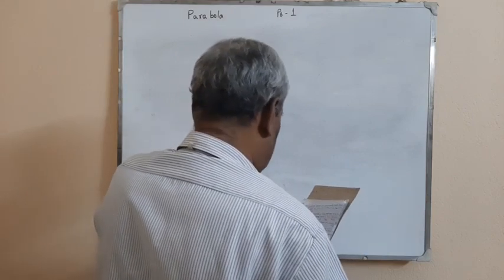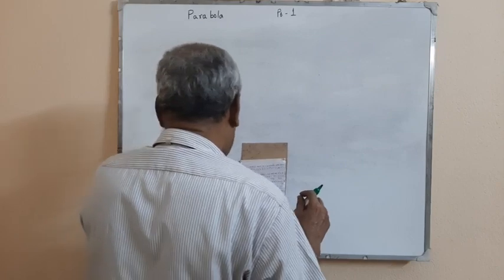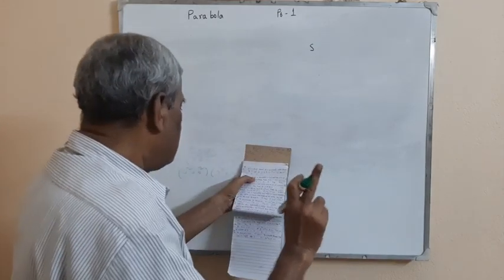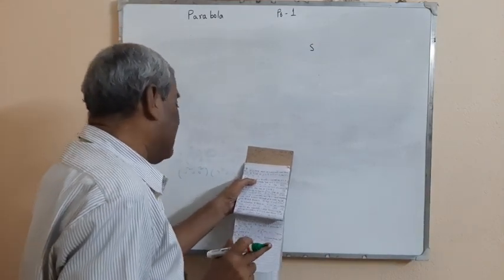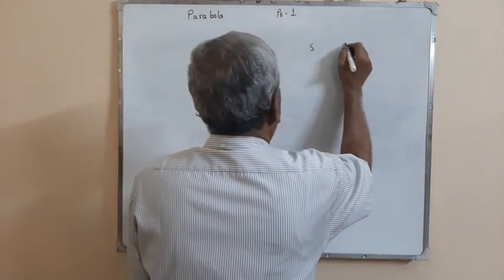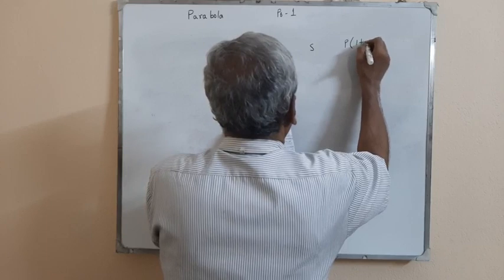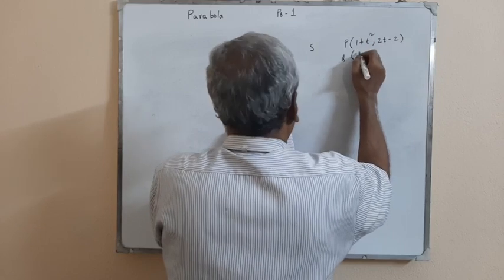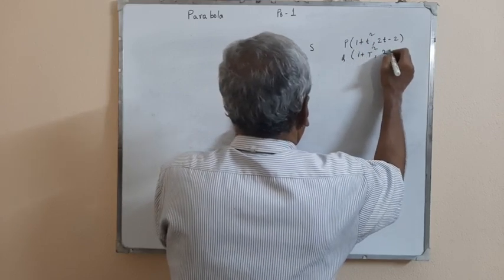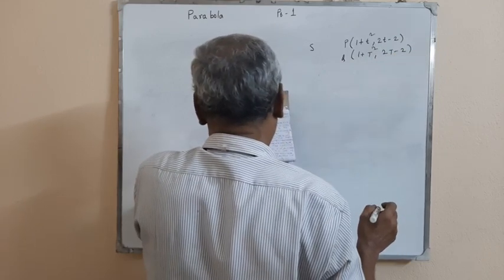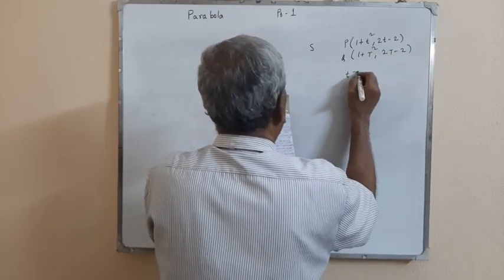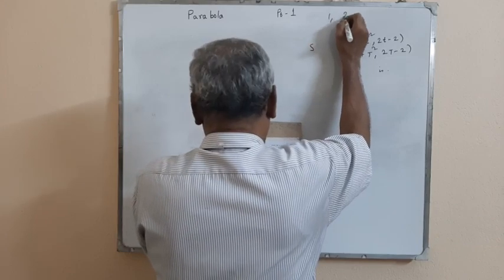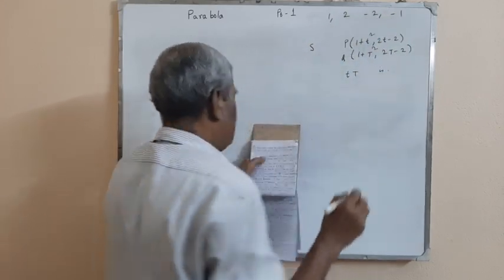PQ is a focal chord of a parabola whose focus is at S. If P is (1 + t², 2t − 2) and Q is (1 + T², 2T − 2), then the value of t into T is, options are 1, 2, −2, −1.